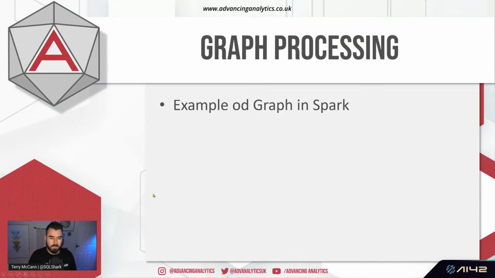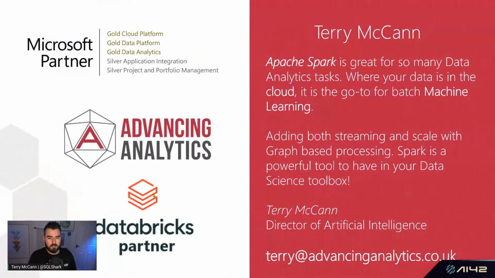But what I'll do is finish there, and we'll move on to answer any questions, and just say that Apache Spark is great for many analytical problems, right? Where your data's in the cloud is always our go-to for batch machine learning. And when you add on scaling and streaming and graph-based processing, it's a really powerful tool to have in your data science toolbox. But always be aware that if you don't have a problem that requires scale, then typically the complexities that you get with Databricks can be a bit too much. And it's sometimes better to just focus on one single machine.